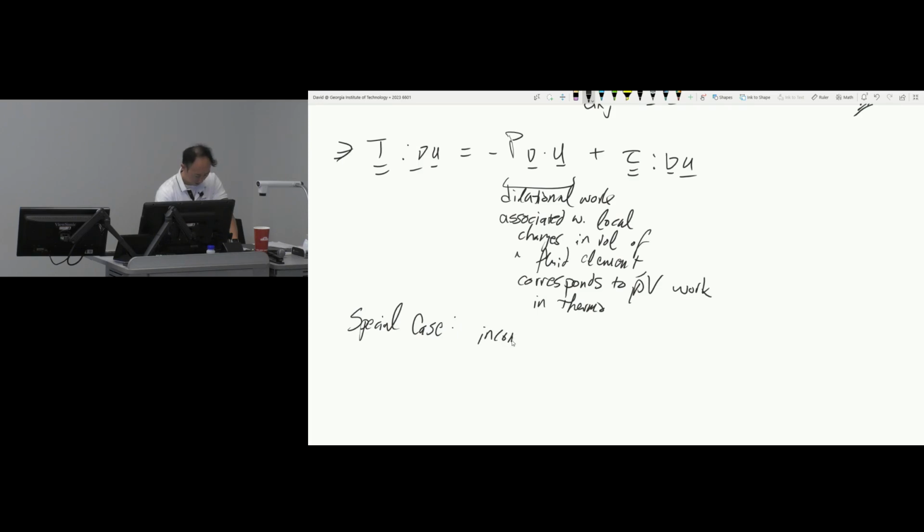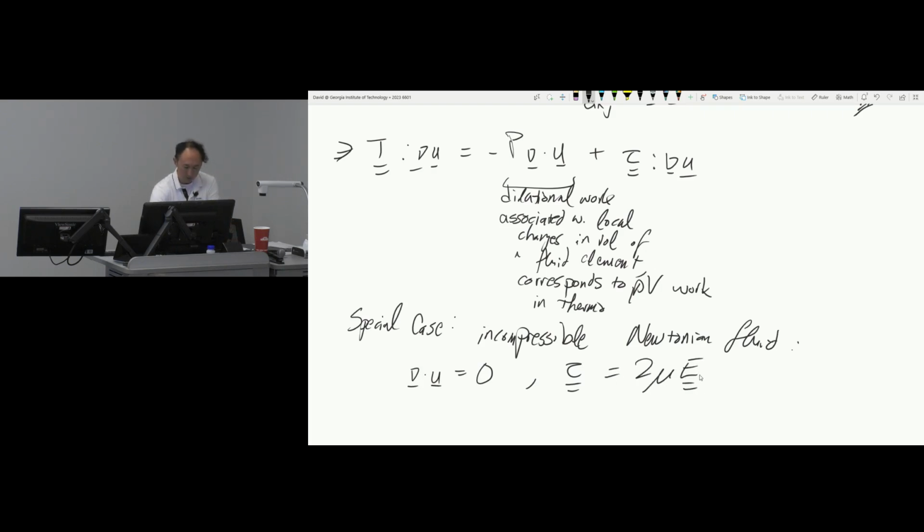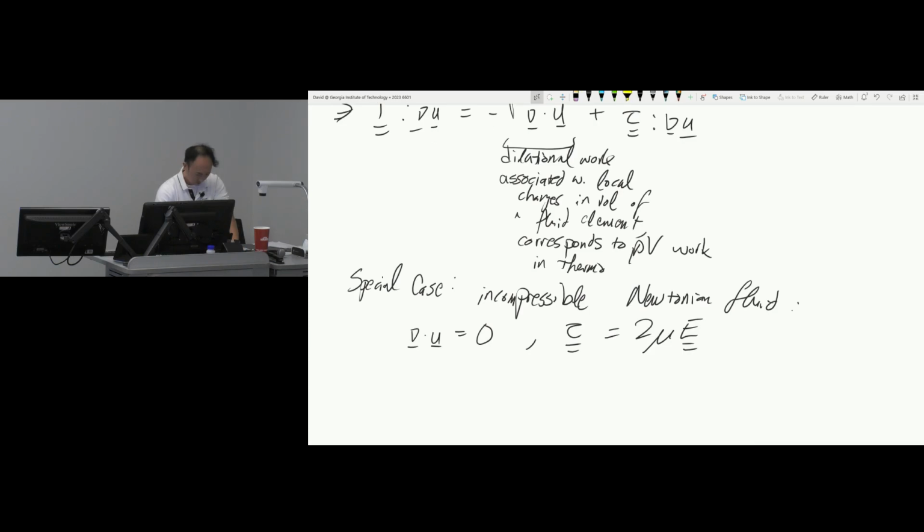So we have an incompressible Newtonian fluid, which is what your bathtub problem is on the homework. Water is Newtonian, so del dot U is 0. That means the deviatoric stress is just going to be 2 mu times E. So for a Newtonian fluid, dilational work vanishes.